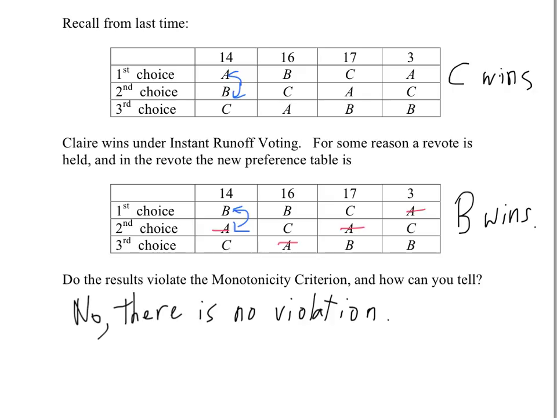So there is nothing irrational or unfair about the fact that Bob getting extra support has resulted in his own victory. So there is no violation here. There were ballot changes, but they would only count as a violation if they had moved Claire higher and resulted in Claire losing. This is not a violation.